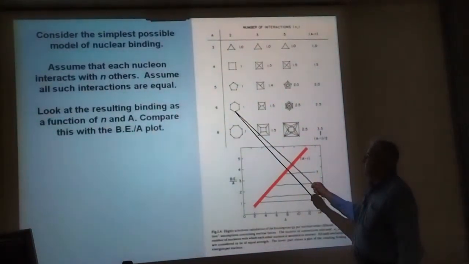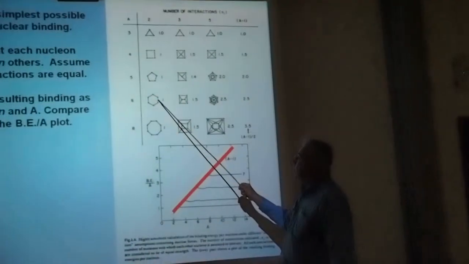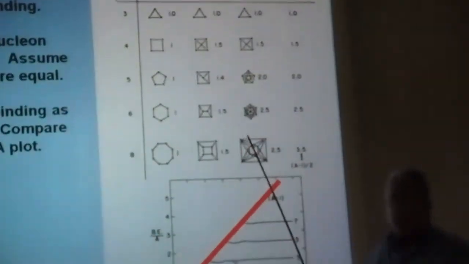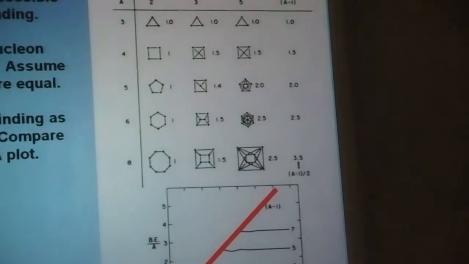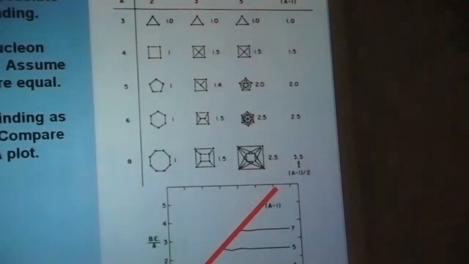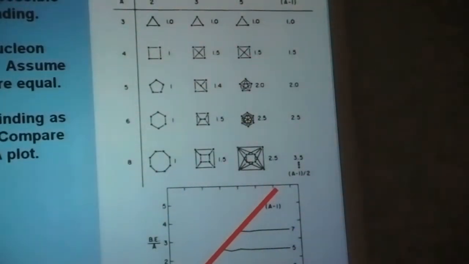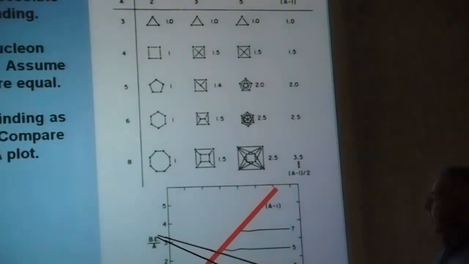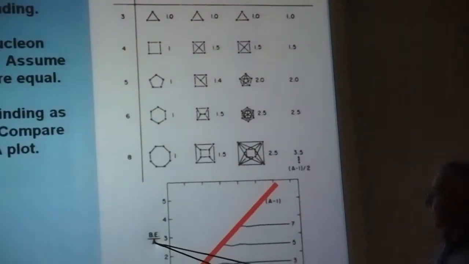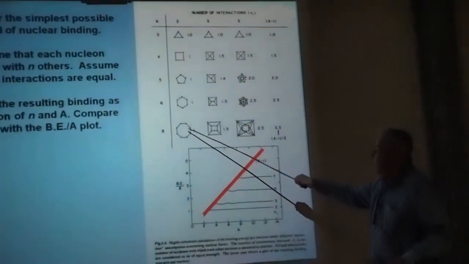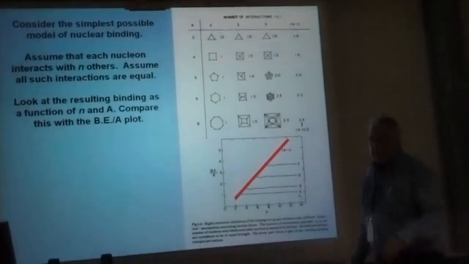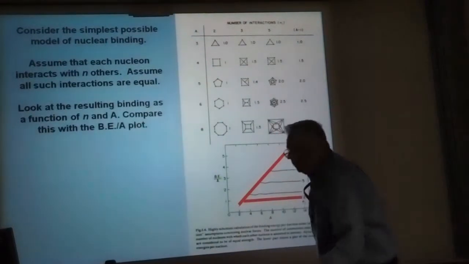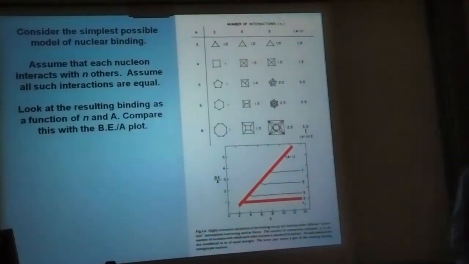This will interact with these 2, and so on. You have 1, 2, 3, 4, 5, 6 interactions divided by 6 nucleons. That's 1. So if each nucleon interacts only with 2 others, then if we divide the binding energy by the number of nucleons, we're going to have here 8 interactions, 8 nucleons, 6, 6, 5, 5, and so on. We're going to get a line which will look like that.